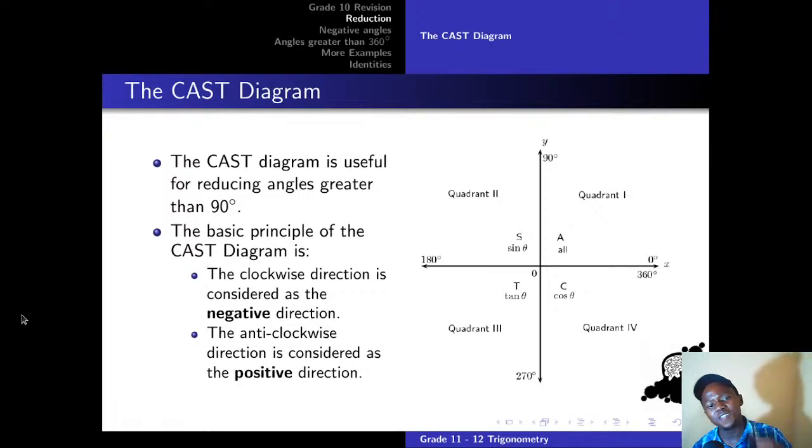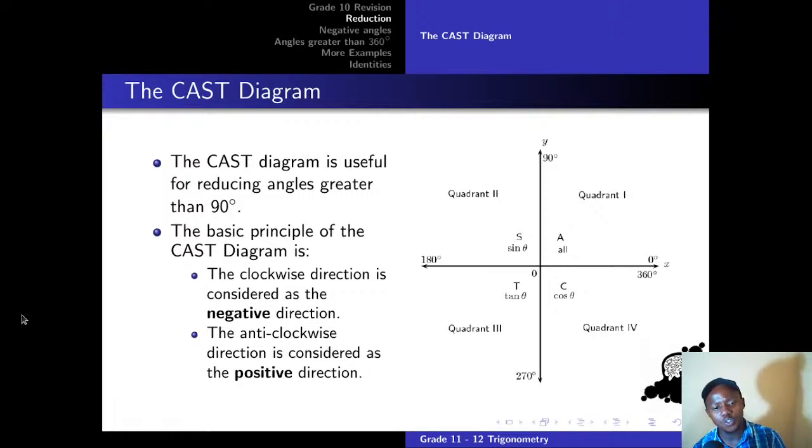Basically, what you will see is that in the first quadrant, you have the A, which stands for all. And what does this mean? It means in the first quadrant, all of your trigonometric ratios are positive. In the second quadrant, only the sine trig ratio is positive. That implies that tan and cos are negative. In the third quadrant, tan is the only trig ratio that is positive. This means that sine and cos are negative. Lastly, in the fourth quadrant, only the cos trig ratio is positive. This implies that sine and tan are negative.